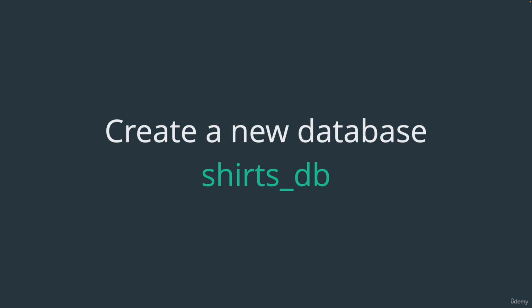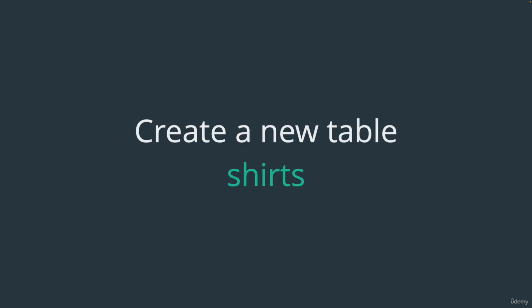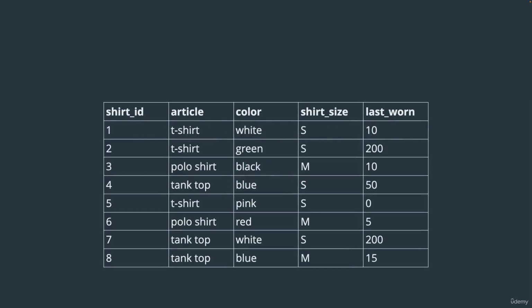So we're going to make a new database, not the pets database, a whole new one. We need to create it and use it called ShirtsDB. Then create a new table called shirts. Now this shirts table will look something like this. Obviously it will be empty when you make it, but it's going to have these columns: shirt ID, article, color, shirt size, last worn. So shirt ID should be a primary key. It should auto increment.